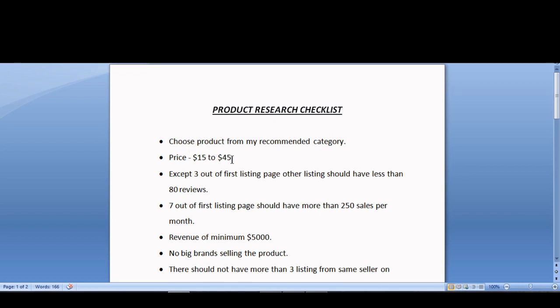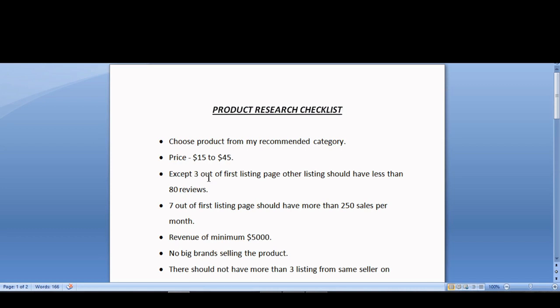The reason I'm setting this $15 to $45 range is that if you choose to sell for less than $15, there are many fees to consider when selling on Amazon. That may be referral fees, inventory replacement fees, closing fees. So if you sell for less than $15, the profit margin on the product will be lower.